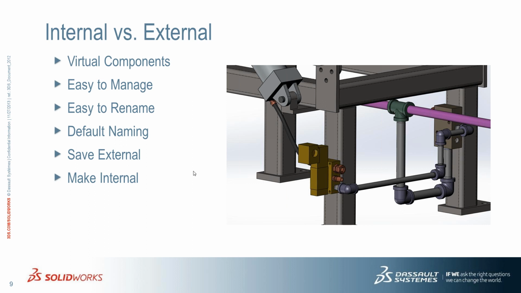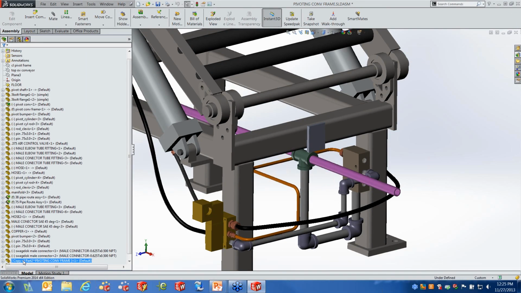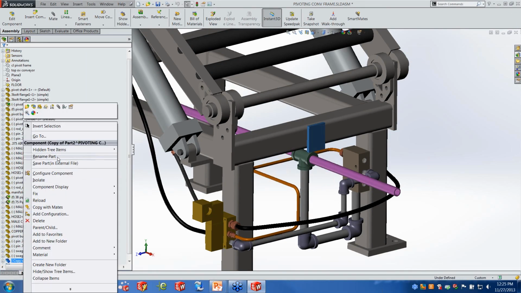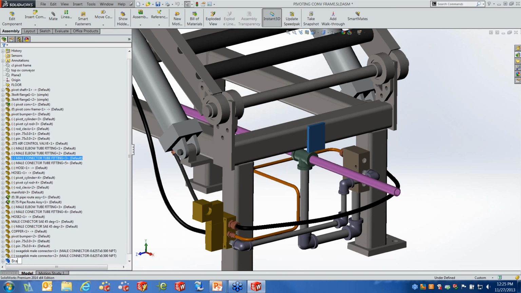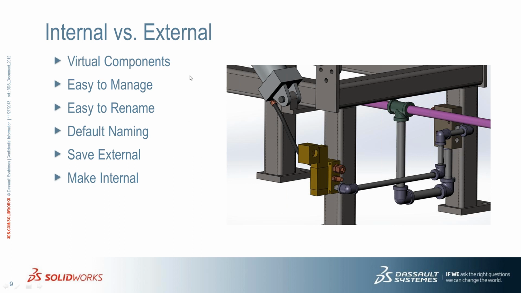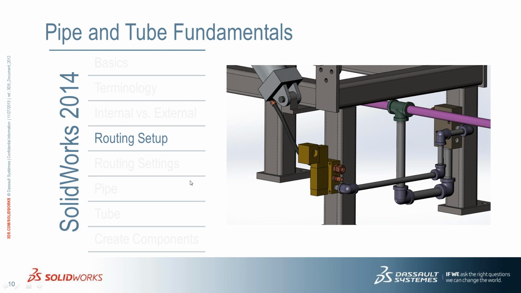A couple other things. Easy to rename. If something is virtual, you can right-click on it and just say rename part. I can call this, let's say, bracket. When I call it bracket, it's always going to have an added section to the name because it automatically appends the assembly name to the name. So it's bracket at the pivoting conveyor frame because it's embedded in this pivoting conveyor. Okay, so this is a concept that will be utilized quite extensively with routing.